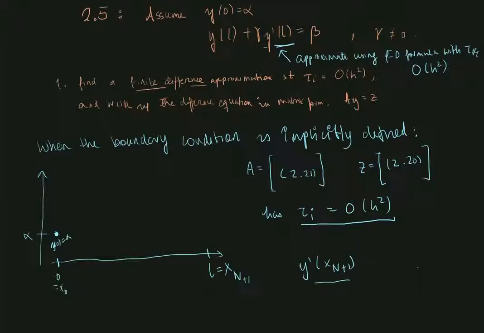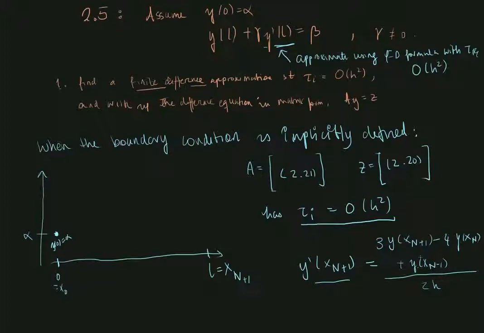If I look at the second one-sided difference formula, I can approximate this by 3 times y of x n plus 1, minus 4 times y of x n, plus y of x n minus 1, all of this divided by 2h, where h is the step size.